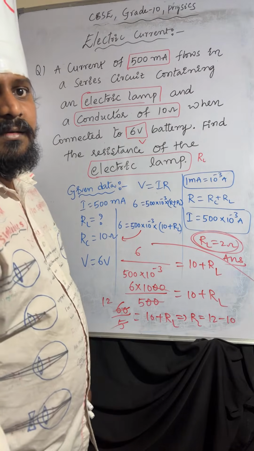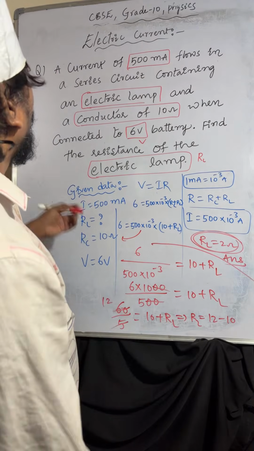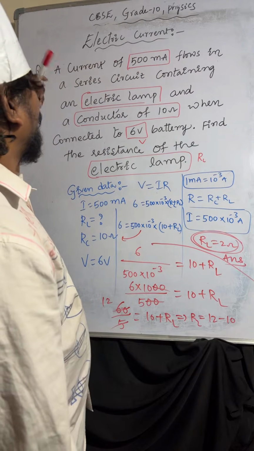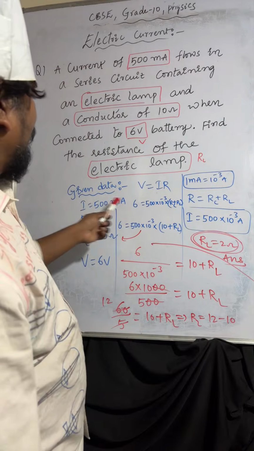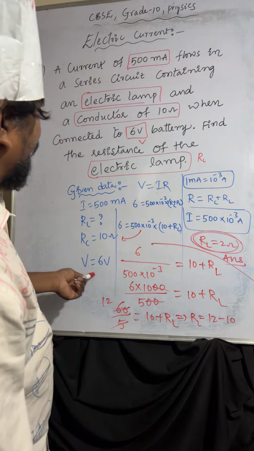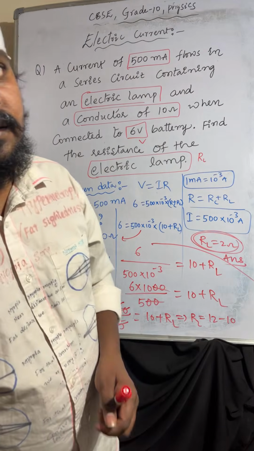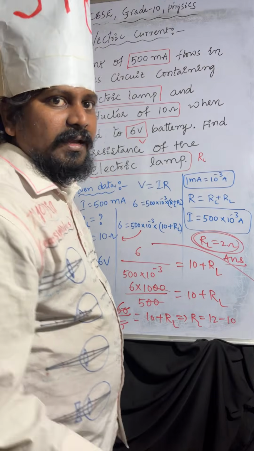Once again, 500 milliampere flows in the circuit with an electrical lamp and an electrical conductor. Potential difference, V equal to IR, I is given, RL, RC, V. Substitute the values and find out. Then you'll get the answer. So next question, we'll go to the next one. Shall we?